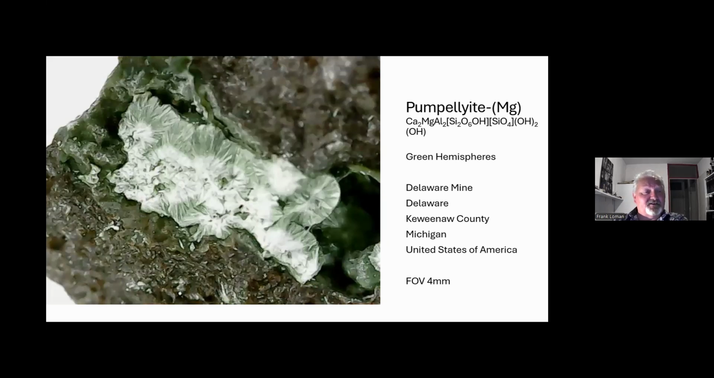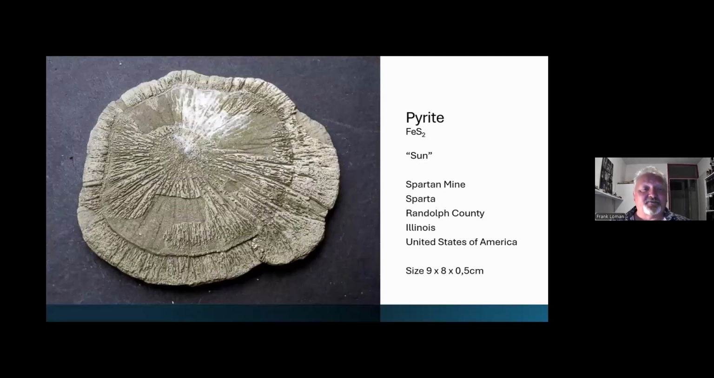Pumpellyite-Mg, they form green hemispheres in a rock, probably basalt. And this one comes from the Delaware mine in Michigan. And then I have one which is not really a micromount, but too pretty not to show. It's a pyrite one from the Spartan mine in Illinois. And this one is actually rather large, but it's also flattened, and you still see the radial shapes in it.